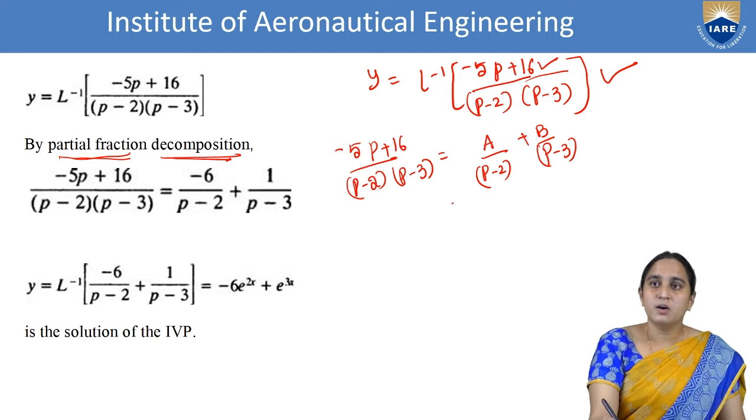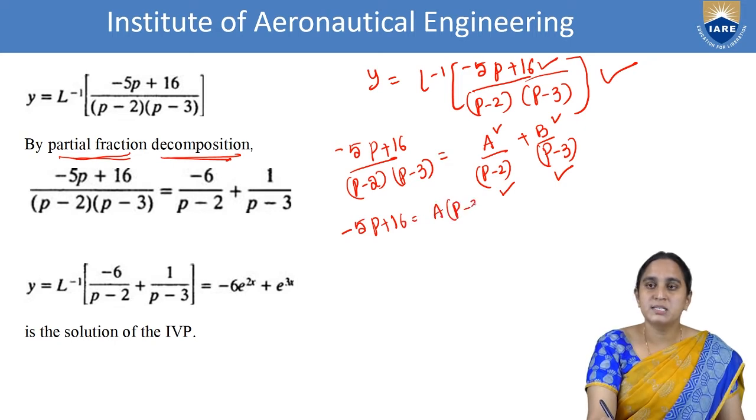The unknown values here are A and B. After using partial fractions, the denominator is split as A/(p - 2) plus B/(p - 3). Once we easily get the A and B values, we apply Laplace inverse and directly get the answer. So apply partial fractions here: -5p + 16 is equal to A(p - 3) + B(p - 2).